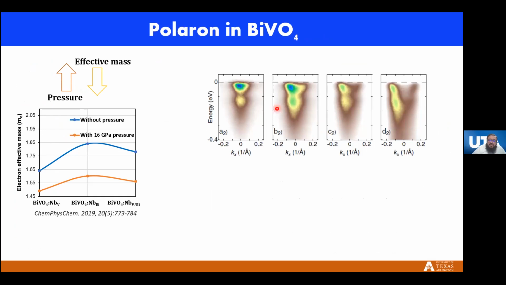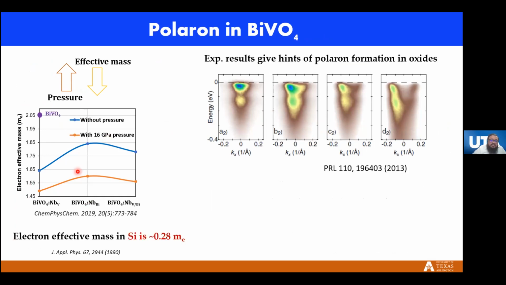Now, in bismuth vanadate, we also quickly calculated some features, the electron effective mass. The electron effective mass for bismuth vanadate without any doping is at least 2 times the rest electron mass, that means 200% more than the electron mass. We tried manipulation with pressure and some delocalized doping. We can reduce it to some extent, but not too much. These are the experimental indications. I will not go into the details because of time.